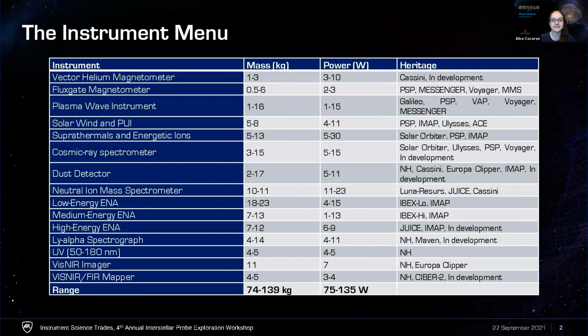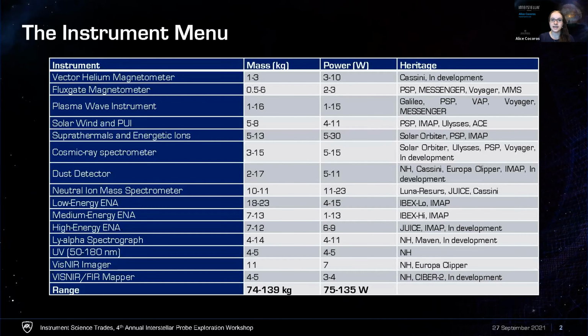And all of the instruments will have some, but we feel this list is relatively comprehensive of the types of instruments that could be flown. So I just wanted to emphasize this before delving into what we've done specifically in our study so that you remember there is a menu and there are choices.